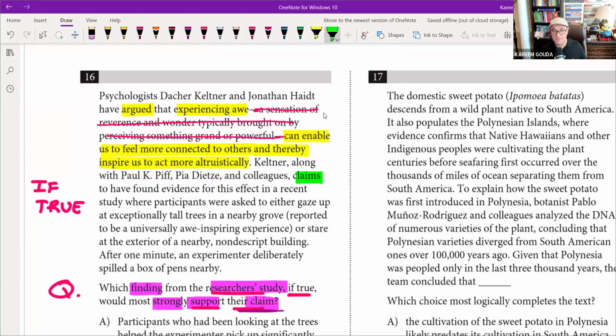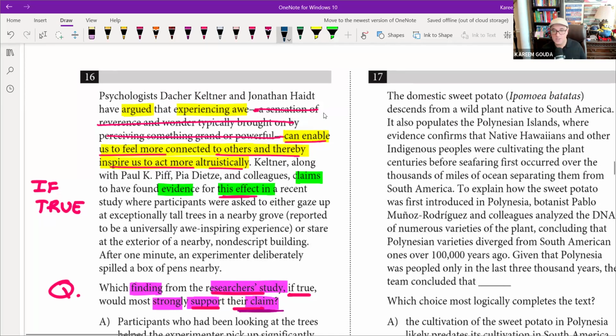To have found evidence for this effect. All right, so evidence for this effect. What is this effect? It's all of this part in yellow. So they're basically the same thing. The part in yellow is basically the same as the claim, okay? Now, what's the experiment here?